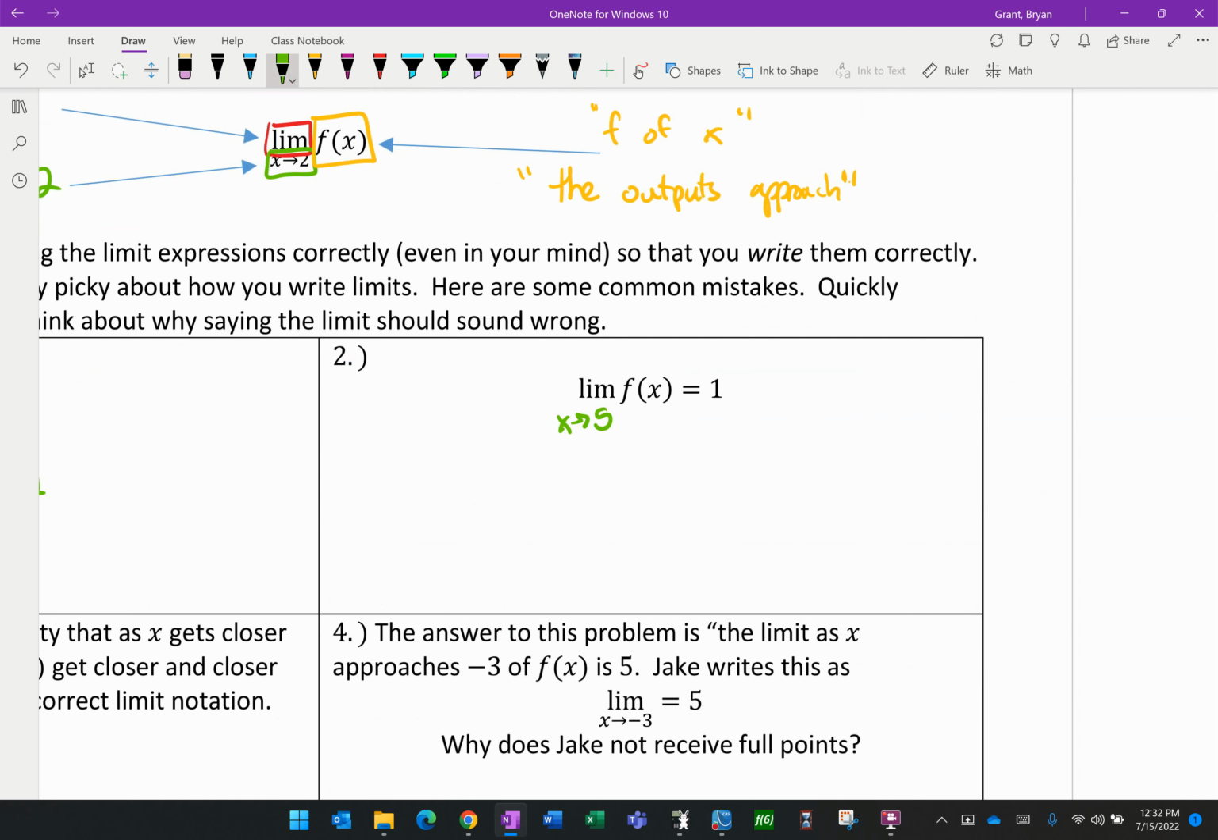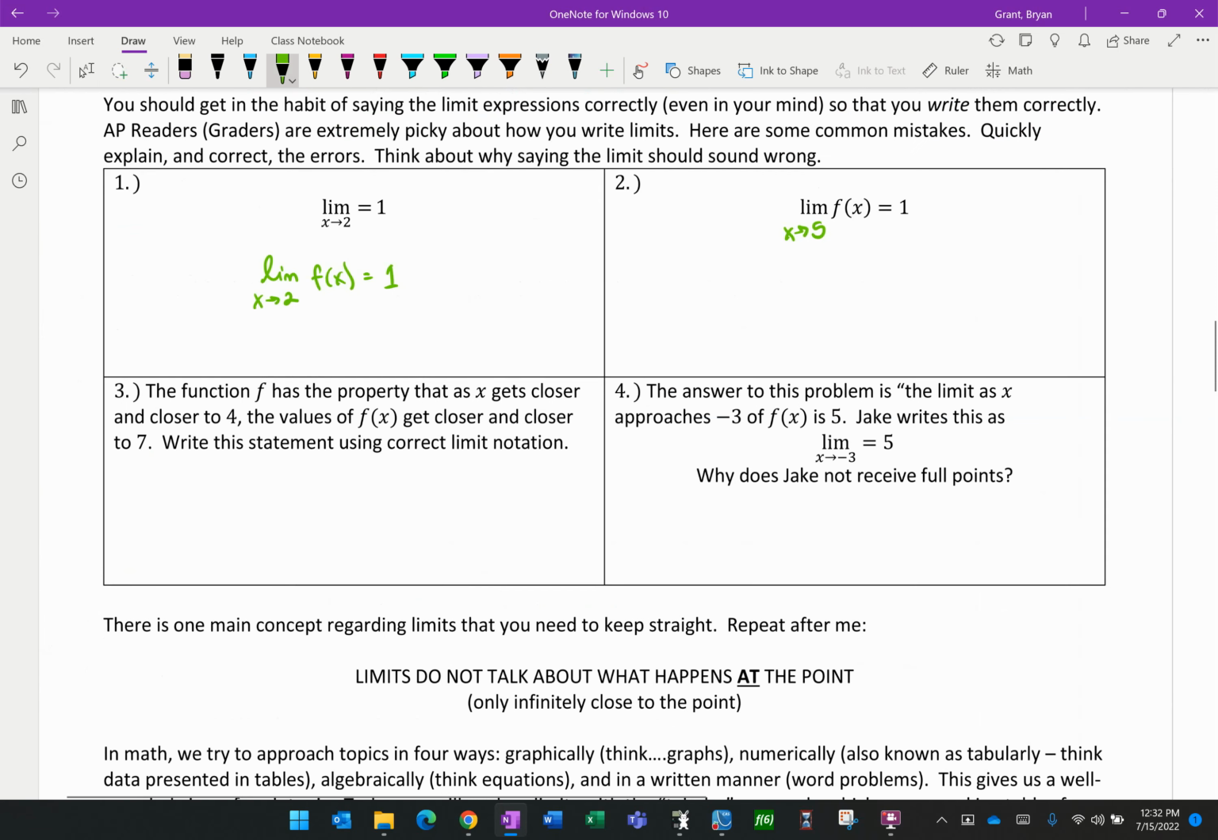The limit as x approaches 5 of f of x is 1, but you have to have the x approaches. Okay? Our third one isn't so much a mistake, but making sure you can notate what's happening. The function called f has the property that as the x's get closer and closer to 4, the values of f of x get closer and closer to 7. Let's go ahead and write this using limit notation.